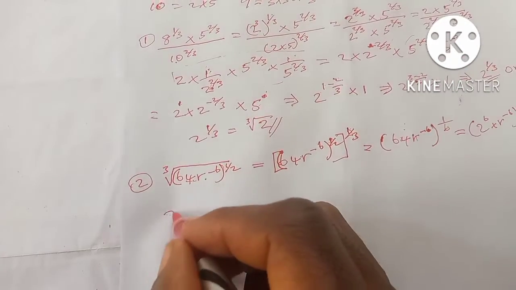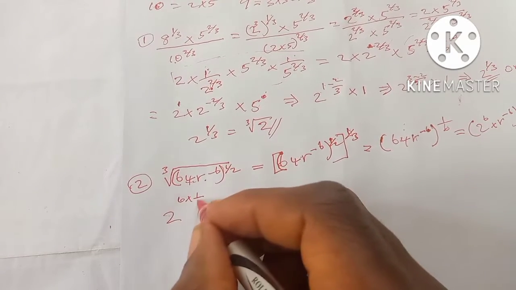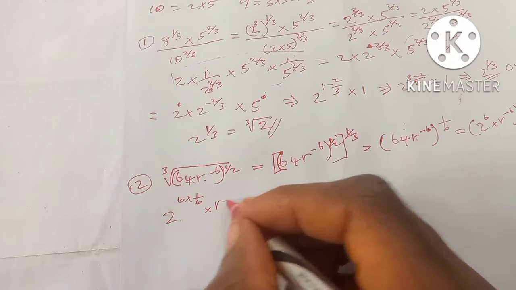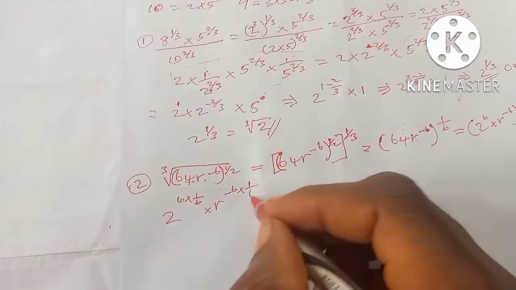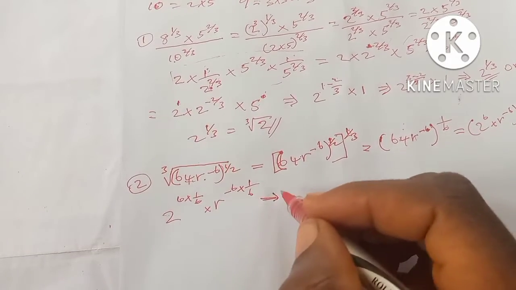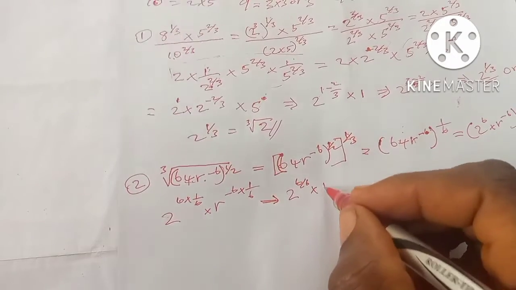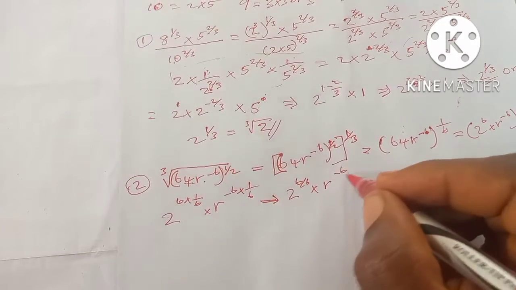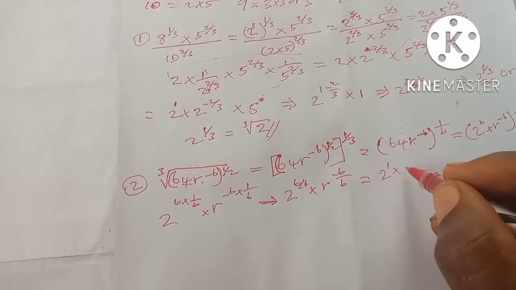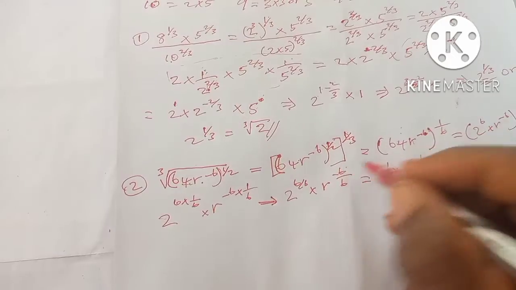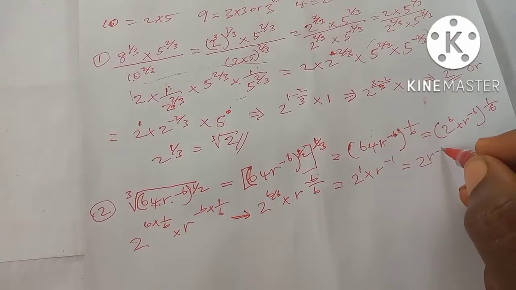So we have 2 to the power 6 times 1 over 6 multiplied by r to the power negative 6 multiplied by 1 over 6. So this is equal to 2 to the power 6 over 6 multiplied by r to the power negative 6 over 6, which is equal to 2 to the power 1 multiplied by r to the power negative 1. So we have 2 r to the power negative 1.